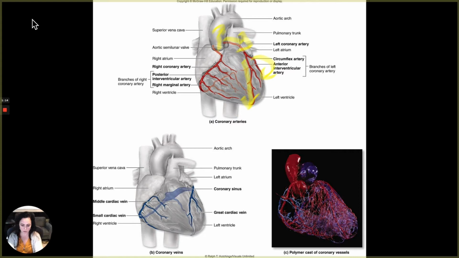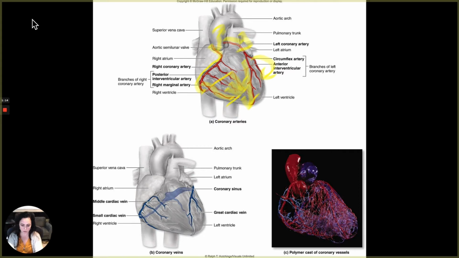Good? And then it's going to go down the right coronary artery, which wraps all the way around, the marginal, also called the right marginal, and then you wrap around the back and then go down the posterior interventricular artery. Okay? And then it's going to go to all of the capillary beds of the heart.